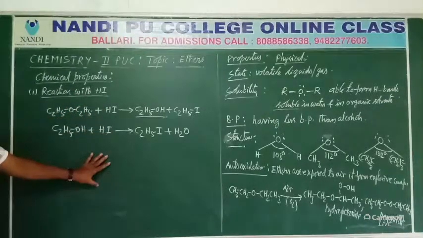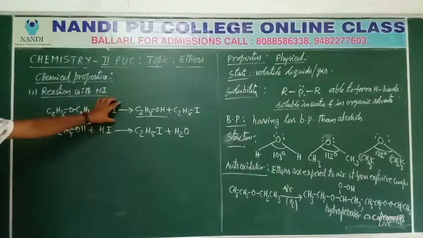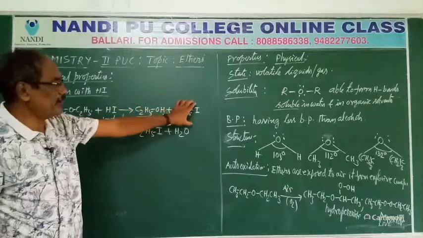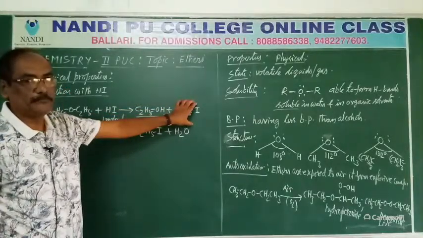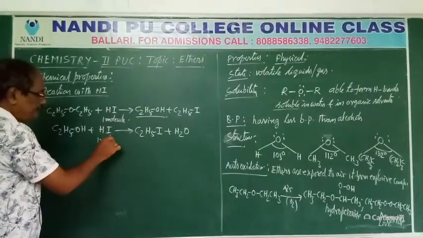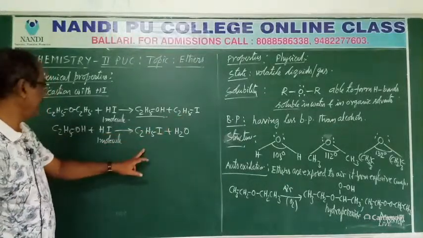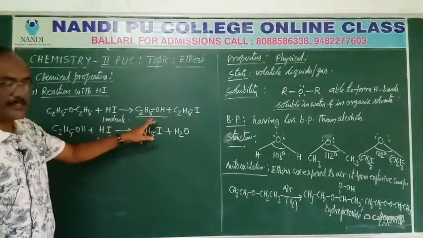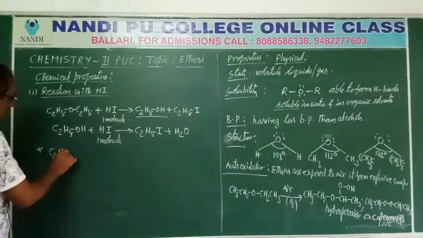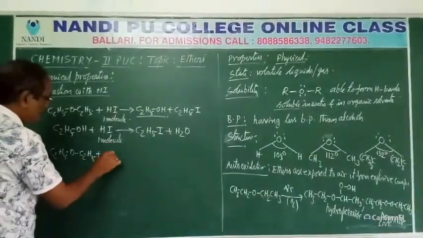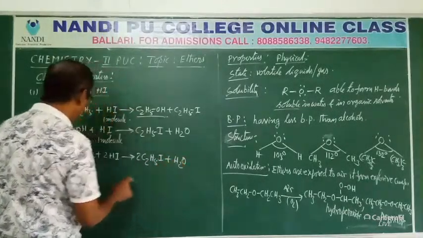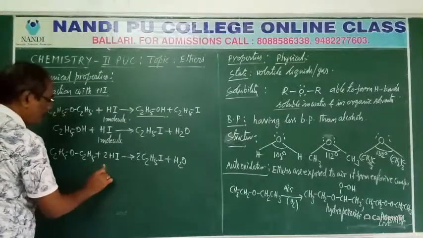Now when you observe these two reactions, whenever ether reacts with one molecule of HI, you get one molecule of alcohol and one molecule of alkyl iodide. If I take two molecules of HI, one molecule here and one more molecule, then we get two molecules of alkyl iodide. So alcohol is the intermediate. So ethyl iodide, ethyl iodide. That means when I take diethyl ether C2H5OC2H5 plus 2HI, the product is two molecules of C2H5I plus H2O.